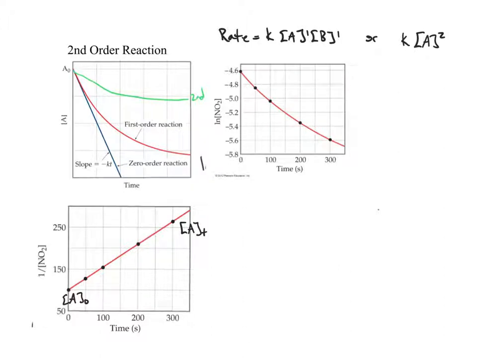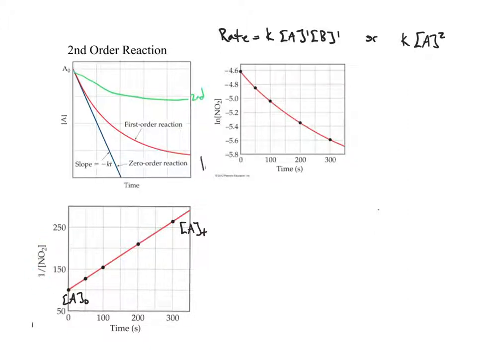So of all three of these graphs, all representing second order reactions, but all having slightly different vertical axes, the one that's most useful to us is this one. The first one, just concentration versus time, not useful. Natural log versus time, not useful. 1 over concentration, very useful.